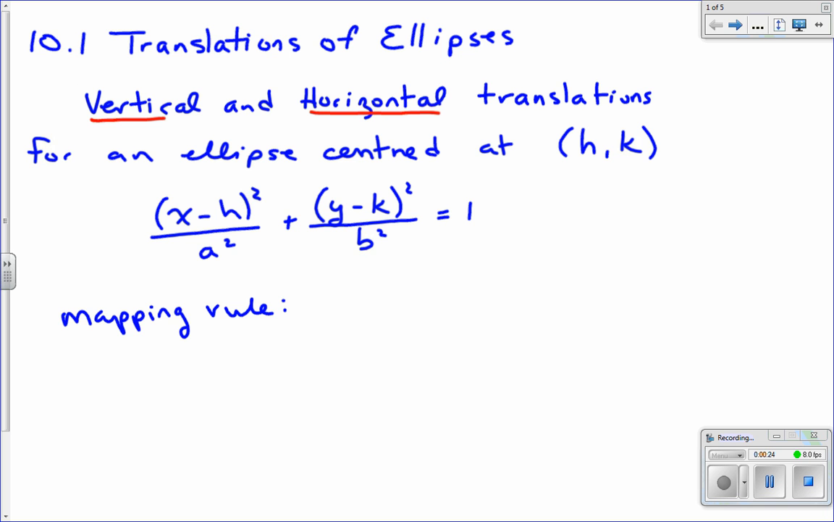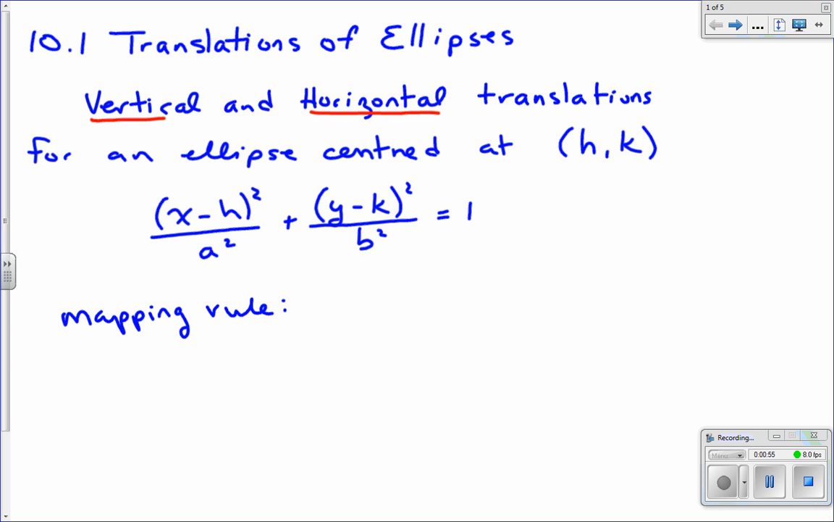For an ellipse that's centered at (h, k), so that's the point (h, k), the formula we get looks like this: (x minus h) squared over a squared plus (y minus k) squared over b squared equals 1. Now the a and the b can be switched. So if it's a horizontally elongated ellipse, the a squared is under the x term, and if it's a vertically elongated ellipse, the a squared is under the y squared term.